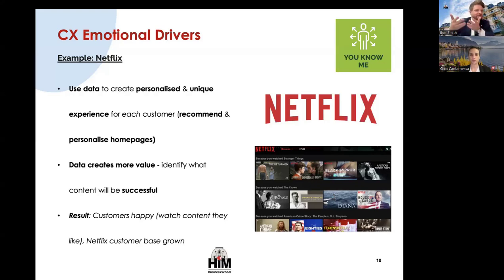You will see that your homepage is not the same. That is because you have different interests and different tastes. So your homepage is personalized based on your data, what you like to watch. And therefore, this data is creating value for Netflix. And what this means is that the result of collecting data and personalizing the customer experience is that customers are happy because they watch content that they like. That's what appears on their homepage. And Netflix is able to increase or grow its customer base.